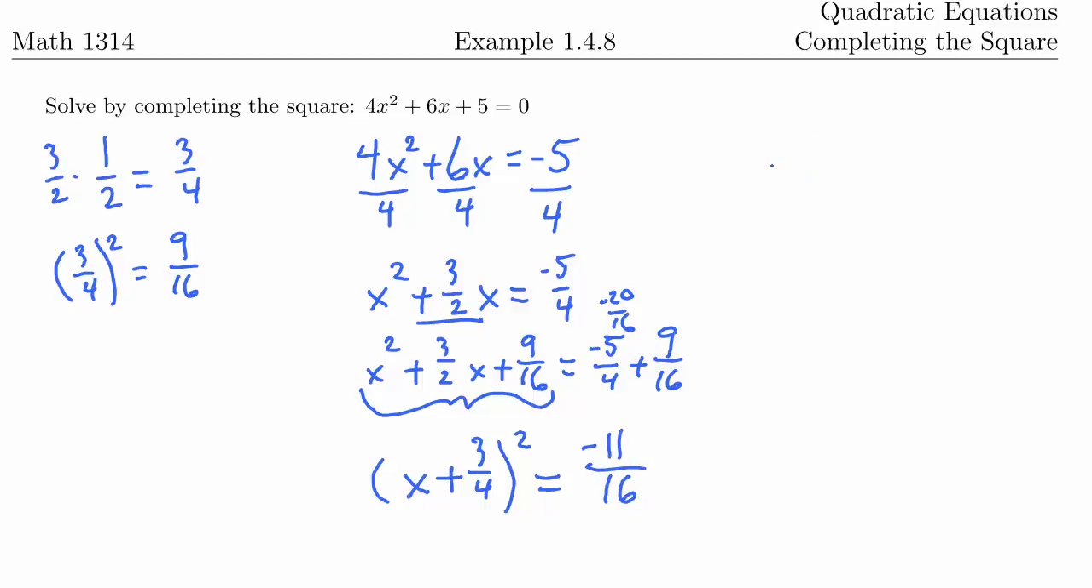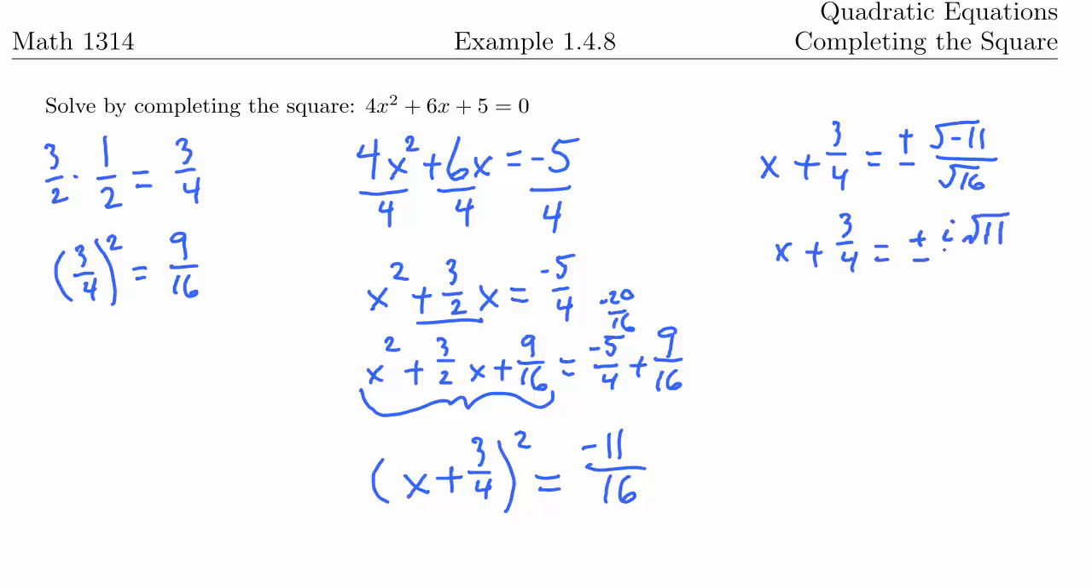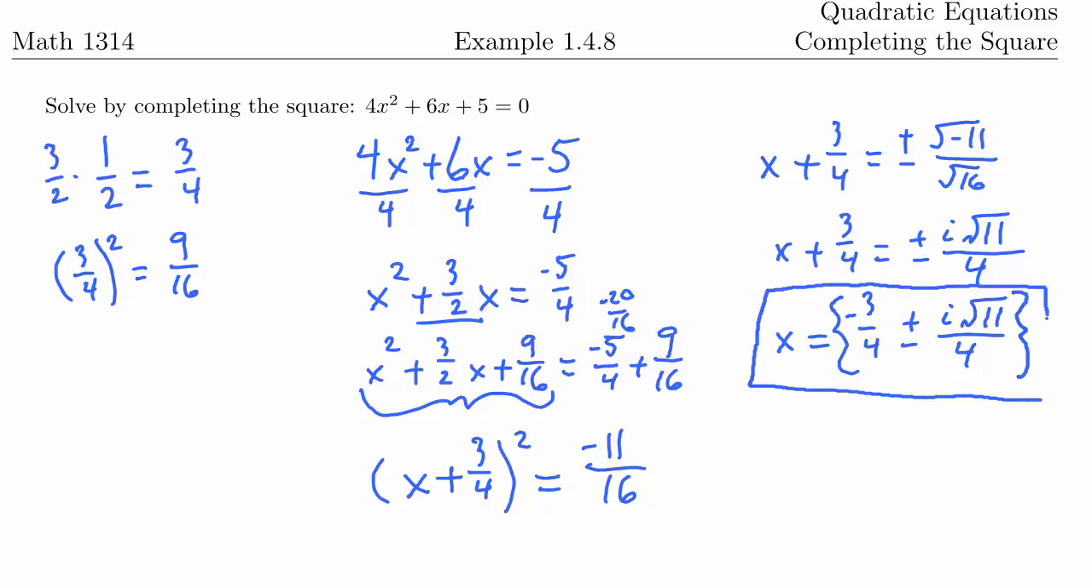The square root property now. So x plus 3/4 is equal to plus or minus the square root of negative 11 over the square root of 16. That means x plus 3/4 is equal to plus or minus i square root of 11 over 4. Subtract 3/4 from both sides, so x equals negative 3/4 plus or minus i square root of 11 over 4. Because it is a non-real complex solution, I do not need to combine these into the same fraction.